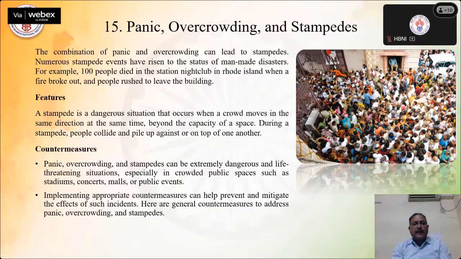A stampede is a dangerous situation that occurs when a crowd moves in the same direction at the same time, beyond the capacity of a space. Very simple definition: we have a space for 100 people and the people standing there are thousands. So again, it is going to be a big problem. It starts from panic, overcrowding, and stampedes. During a stampede, people collide and pile up against or on top of one another.